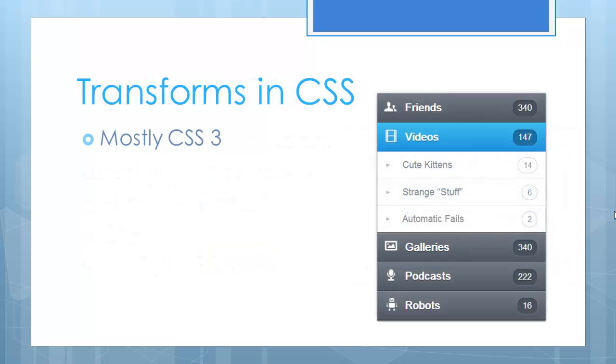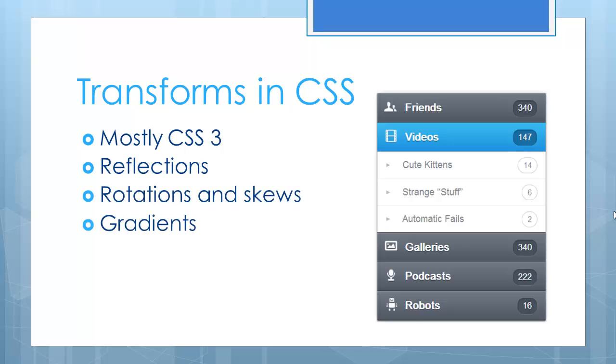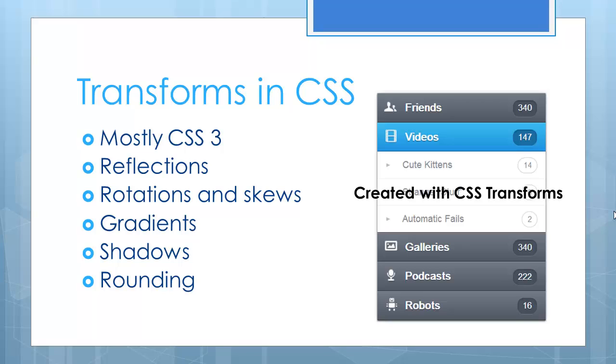Transforms in CSS. Mostly CSS3, so there are some compatibility issues that we may run into with even IE8 and IE9, older versions of Firefox, Opera, older versions of Safari, but most modern browsers support these features, which is good. Transforms in CSS have reflections, rotations and skews, gradients, shadows, rounding, but just to show you how powerful it is, the image to the right was created with mostly CSS transforms.